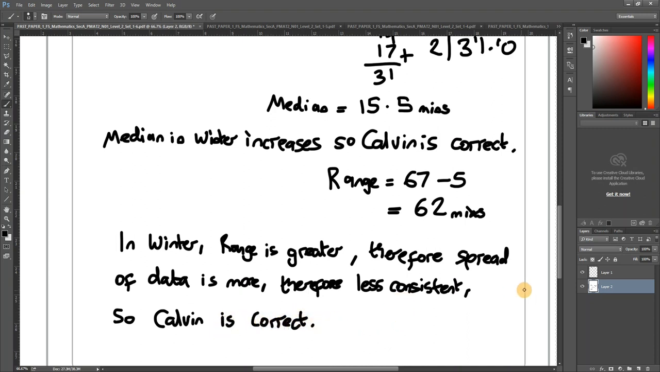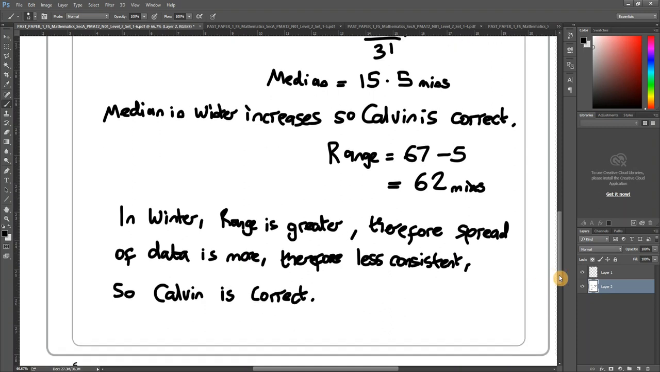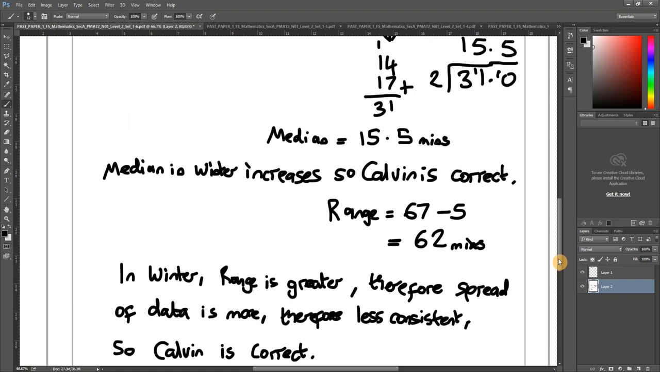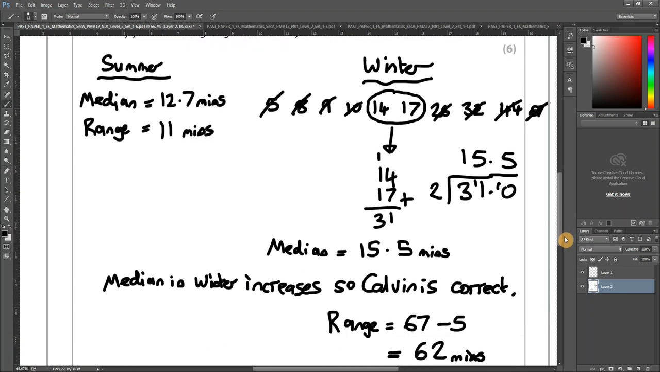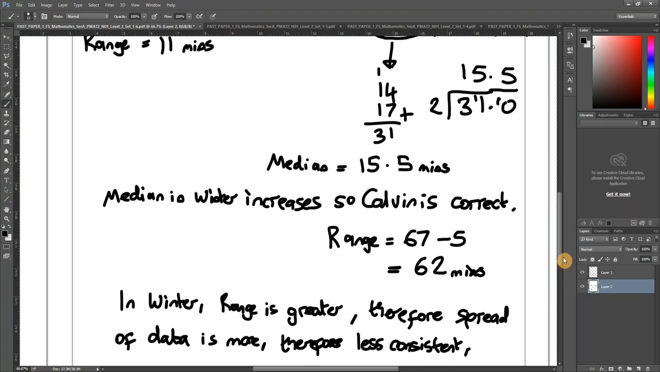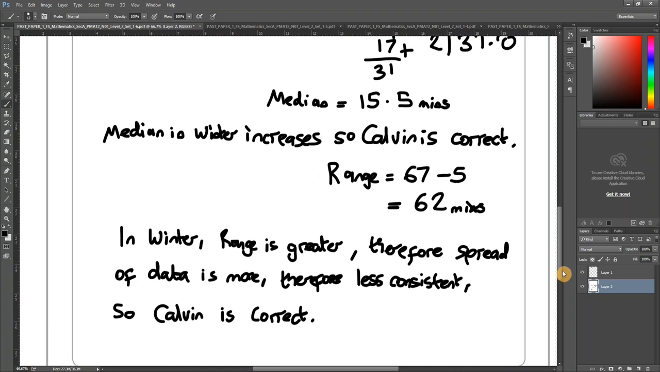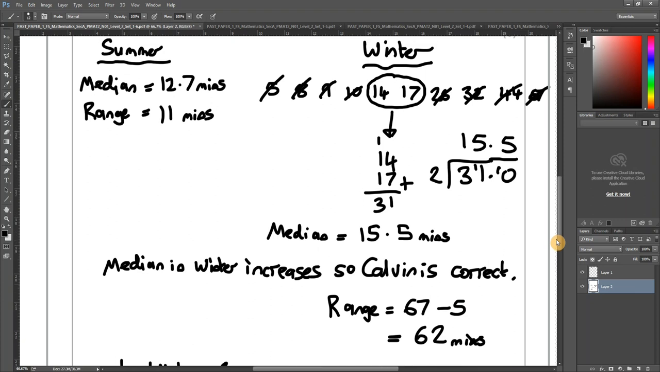Maybe it's a little bit more long-winded than I should have done, but I think it's a good idea just to be on the safe side. Do explain why you think he's correct, and that'll get you 6 marks in total for that. So a lot of marks for one question, but you just have to break it down. Obviously do the median first, say whether he's correct or not, and then work out the range separately again, just say whether he's correct or not. Yeah, that'll get you 6 marks in total.